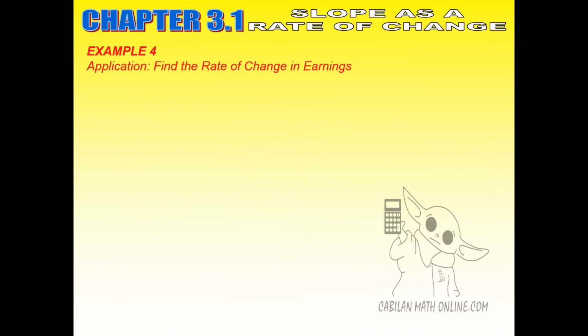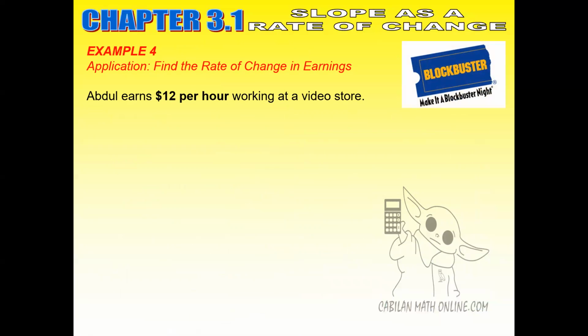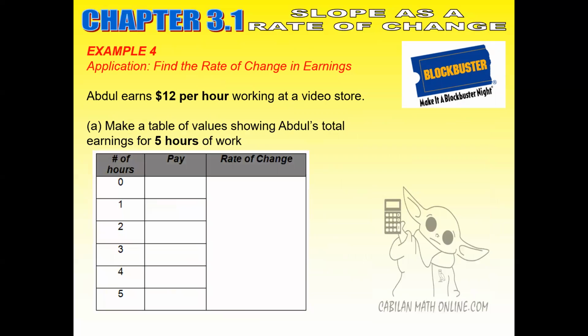All right, so the last thing we're going to do here is we're actually going to take a look at a word problem. And we're going to start this from scratch here. So it says here, Abdul earns $12 per hour working at a video store. And what we want to do here again is just to take a look at how many hours this person works and how much this person is getting paid.